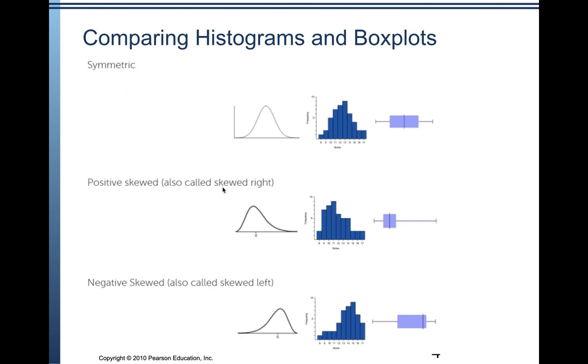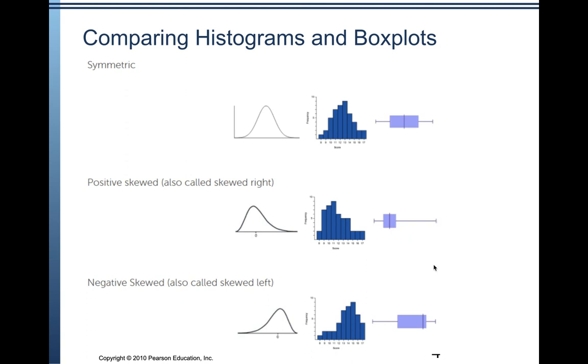If you have a skewed right set of data, remember skewed right means it tails off to the right-hand side. So we have here data that is skewed right. Notice the right whisker is longer than the other parts of the box. So in a skewed right set of data, the right whisker will be longer.